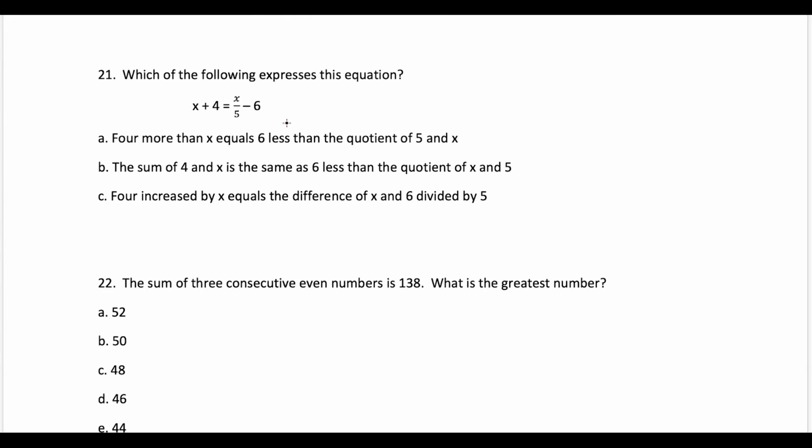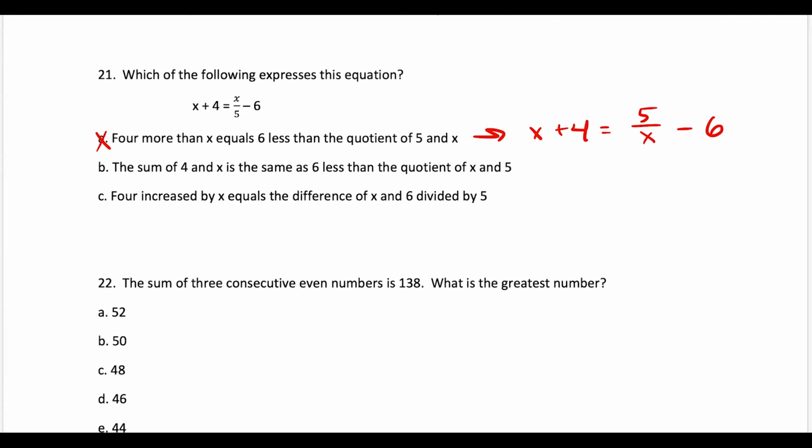So question 21, we're connecting the verbal representation to the actual equation. So which of these represents this equation? So 4 more than x. So this one would read 4 more than x is x plus 4. So far so good. Equals, and 6 less, that means minus 6 at some point, the quotient of 5 and x. Well, this one here, the order in which it's written sounds like the quotient of 5 and x sounds like 5 over x. So that's why this one is just a little bit off. So the wording here is not that nice.